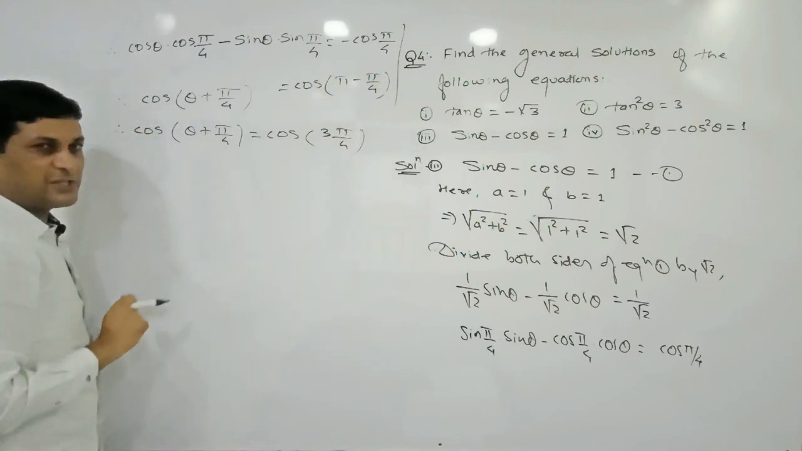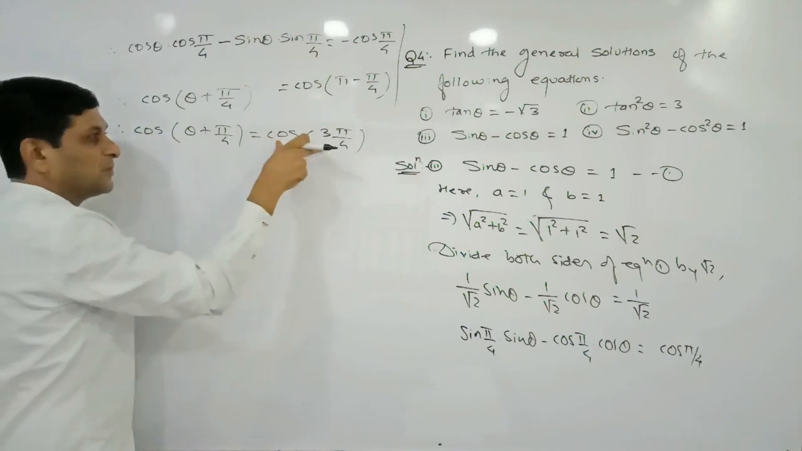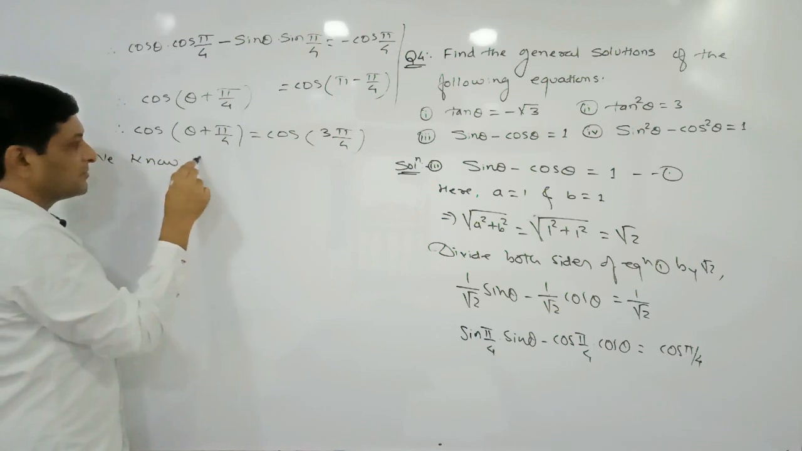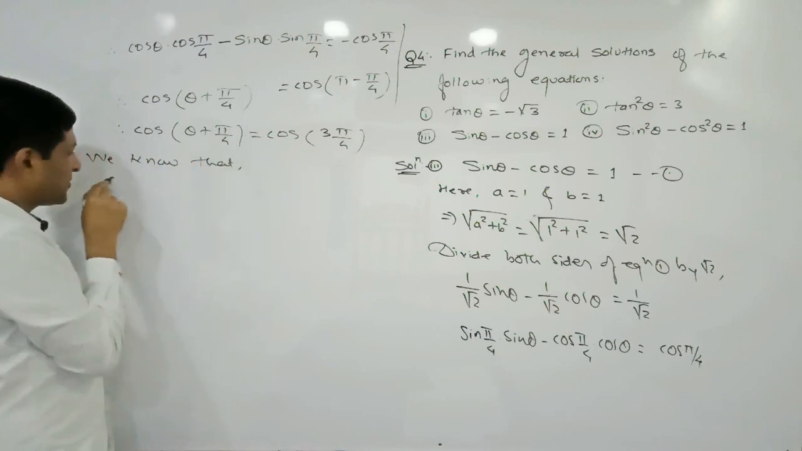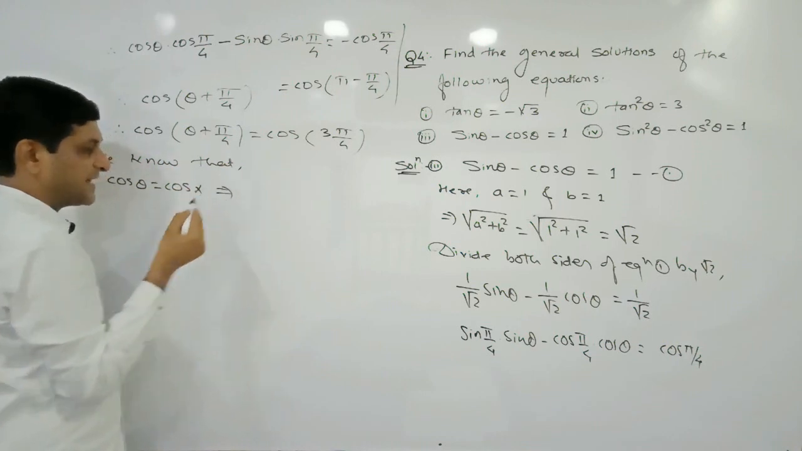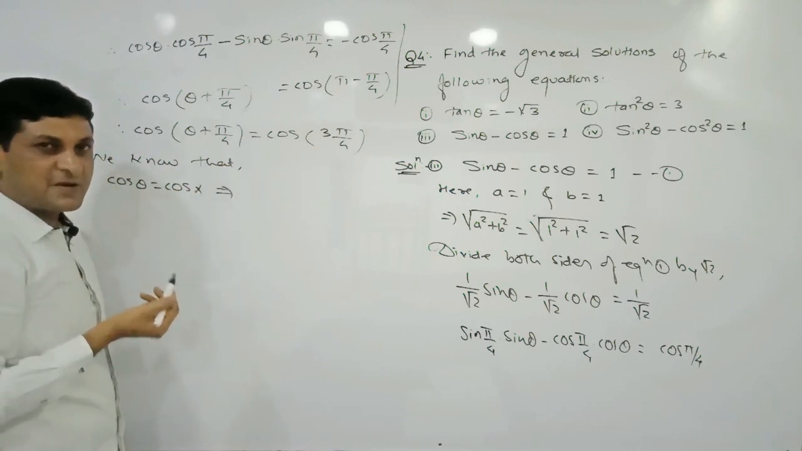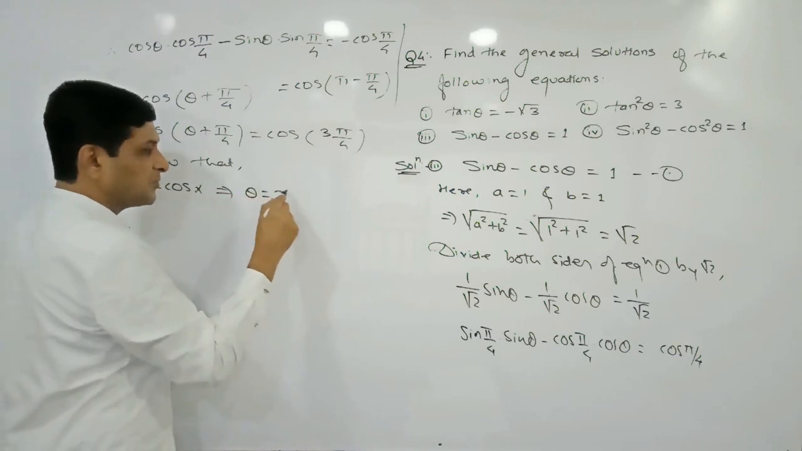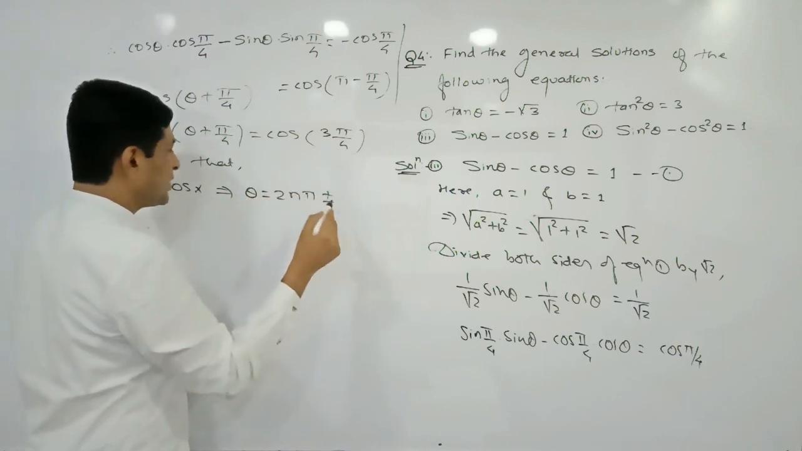Now this equation is in the form of cos theta is equal to cos alpha. So we know that cos theta is equal to cos alpha implies that... What is the general solution of such type of trigonometric equation? Cos theta is equal to cos alpha implies that theta is equal to 2n pi plus or minus alpha.